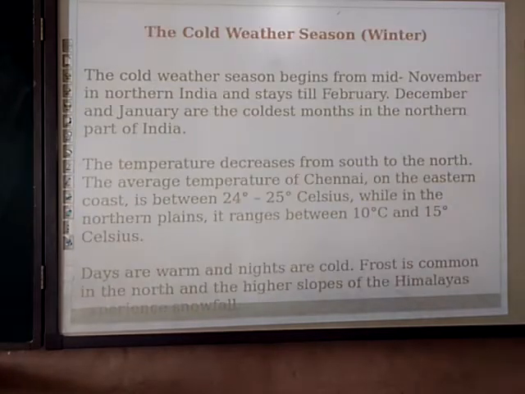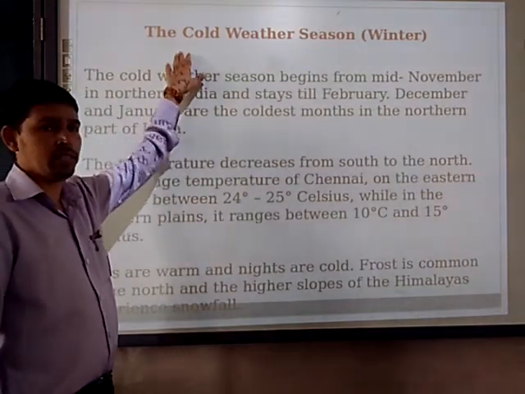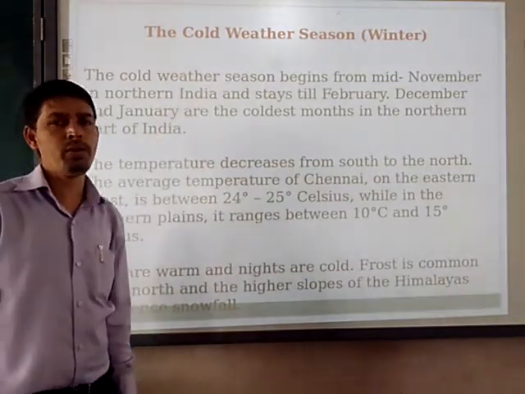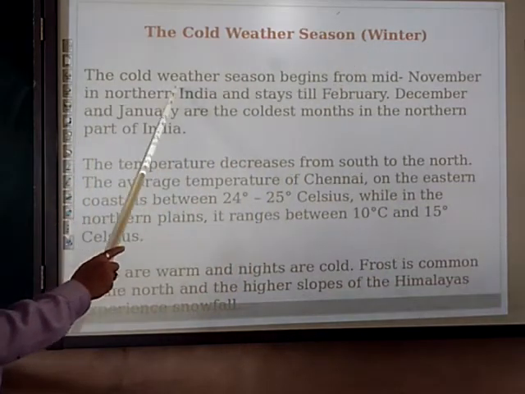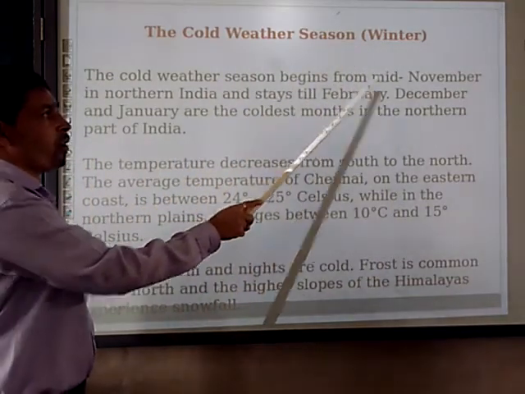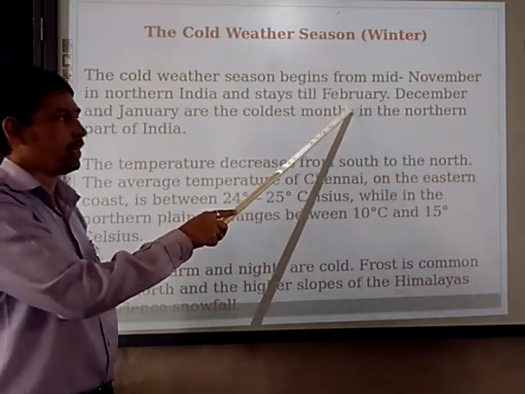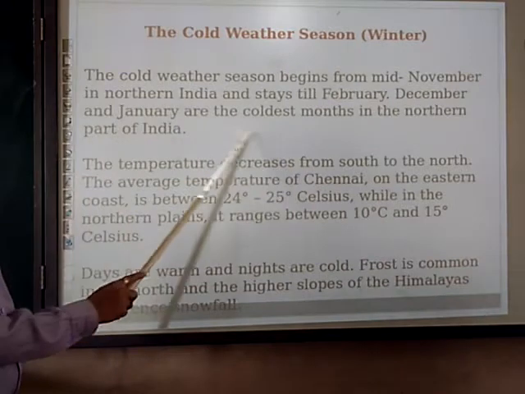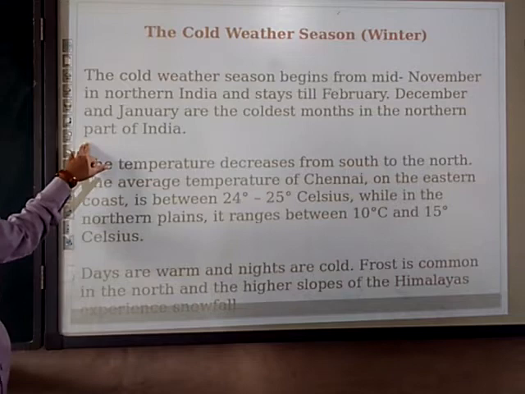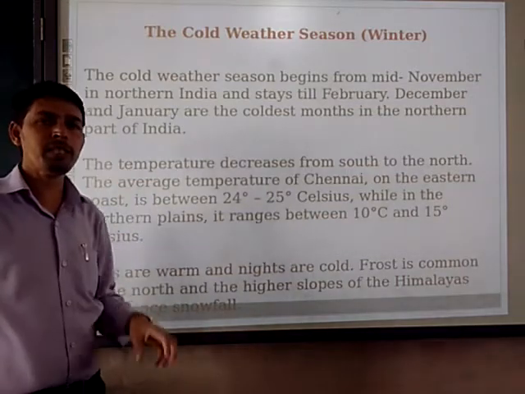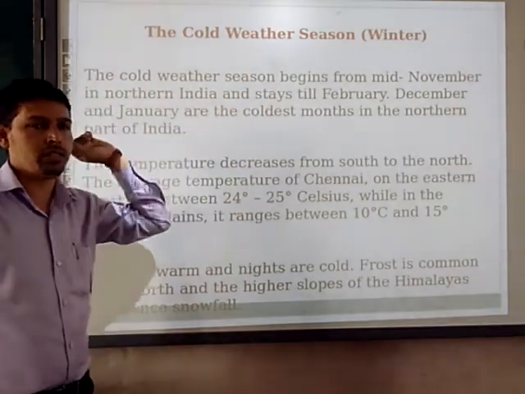Moving further, first we are going to have the cold weather season. We are going to look at what the cold weather season is. That is winter. The cold weather season begins from mid-November in northern India and stays till February. December and January are the coldest months in the northern part of India. First, we are going to see a few specific characteristics of the cold weather season, that means winter season.